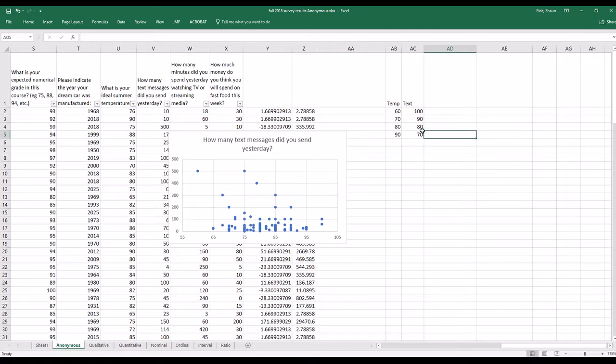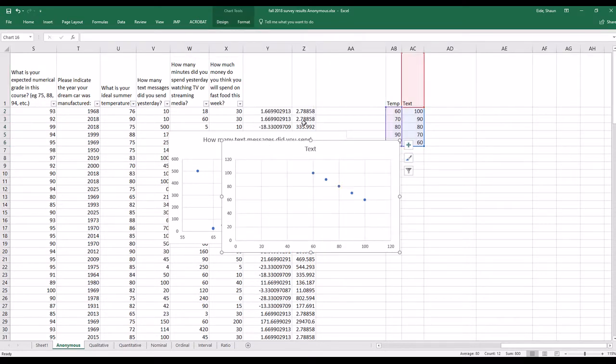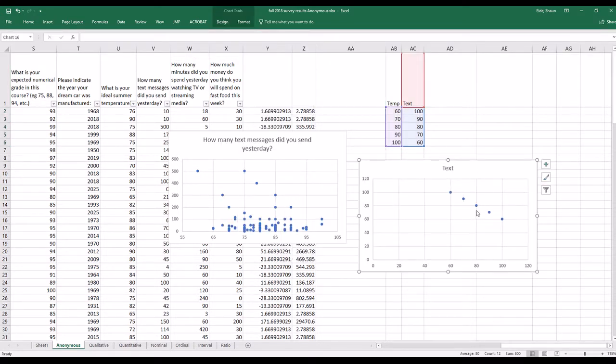And you can see the trend that I've got going on here, and this trend is important because I'm going to show you something in just a minute. So individuals whose ideal summer temperature is 100 sent a total of 60 text messages. So I'm going to insert. I can just click on this right here. And you will see that there is a nice straight line.